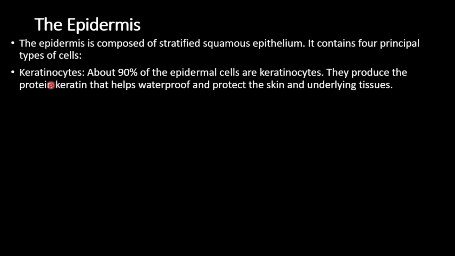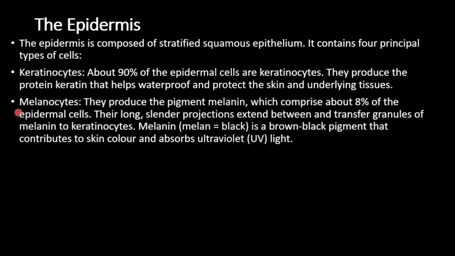The second cells we have in the epidermis are the melanocytes. These produce the pigment melanin. Melanocytes have a spider shape, and they produce melanin. Melanin gives the skin its color. So melanin is responsible for giving skin its color.